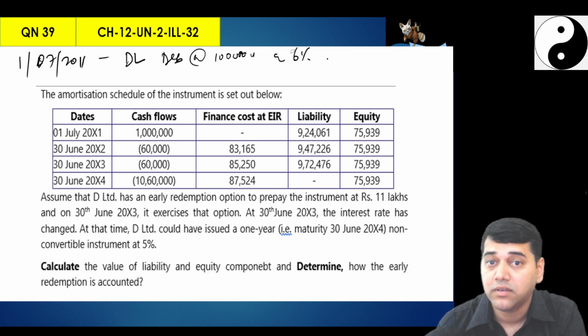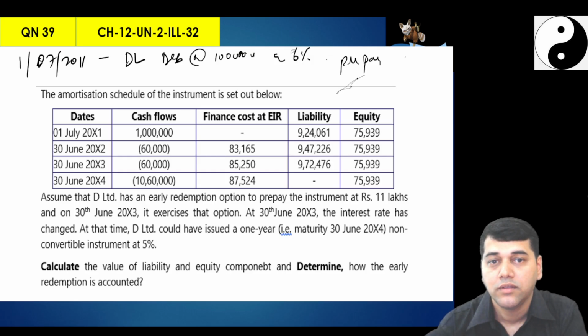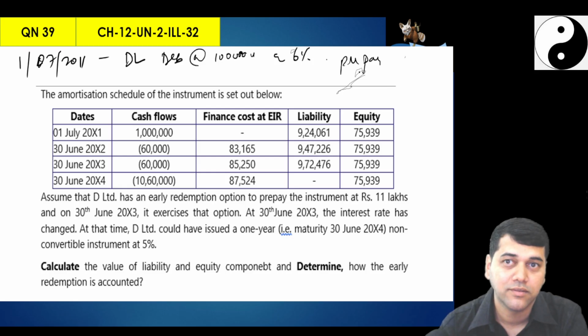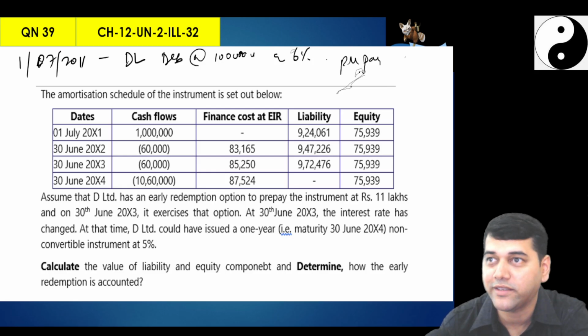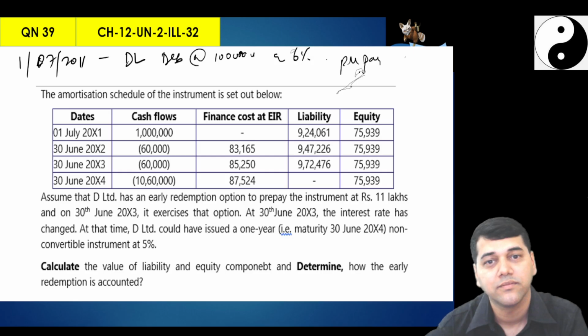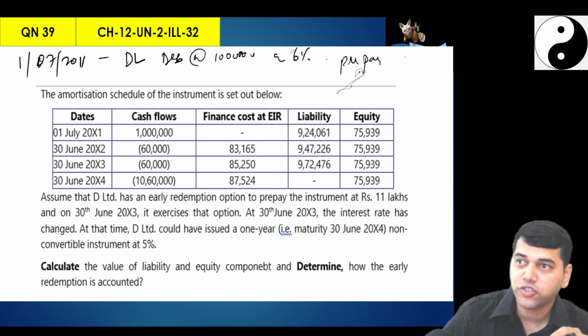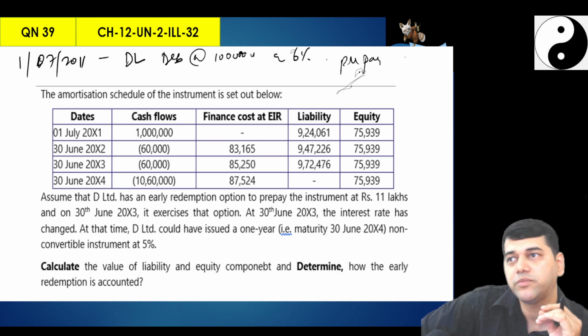But at that time, there was an option also. What is that option? Not a conversion option. That was an option of prepayment. Follow? Now, this is not a compound instrument. Is it a compound instrument? Did they ask you to examine? No, you would have got caught. What instrument is it? It's not a compound instrument, no. Why is it not a compound instrument?